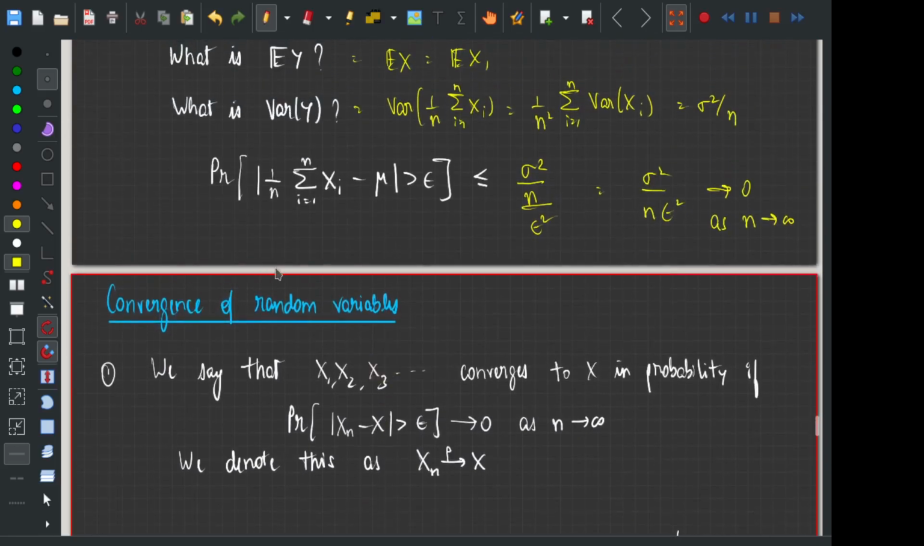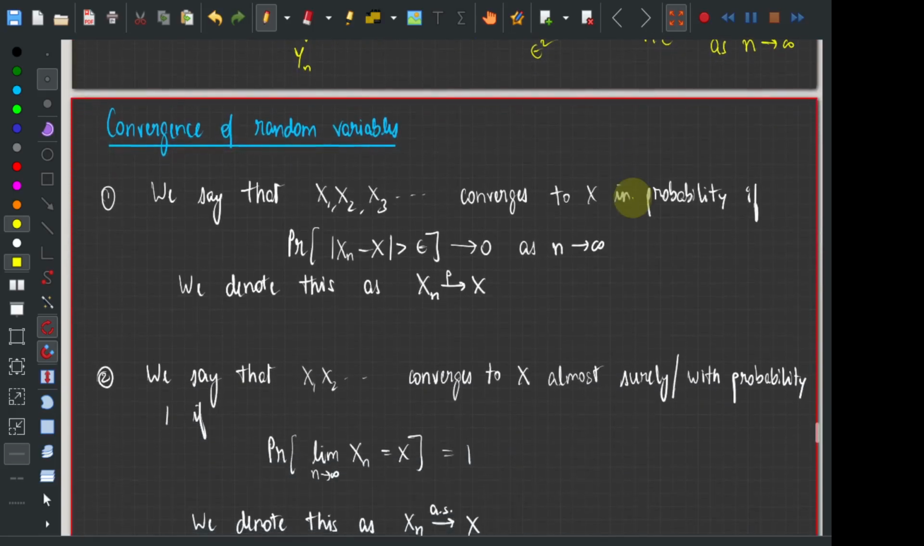Over here, what did we see? We saw that if I look at this particular, if I call this yn, the empirical average of n random variables, I know that this converges to the mean in some sense. And it converges in this precise sense. So the probability that mod yn minus mu is greater than epsilon tends to 0 as n tends to infinity. And this is called convergence in probability.